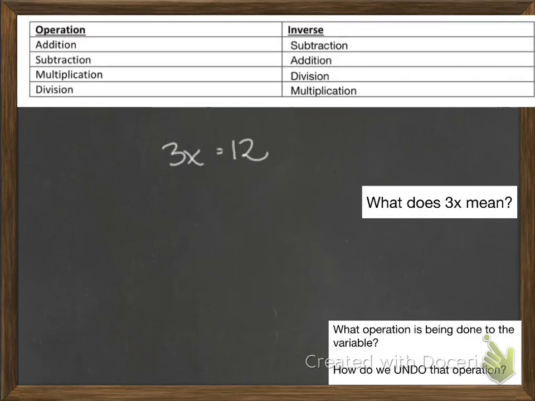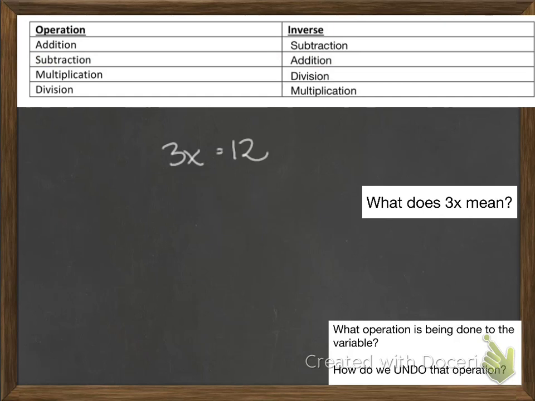So let's see if we can summarize this process. As you've noticed so far, we've undone, or gotten rid of, addition by using subtraction. Addition and subtraction are what are called inverse functions. Likewise, we can undo subtraction by using addition. Again, addition and subtraction are inverse functions.